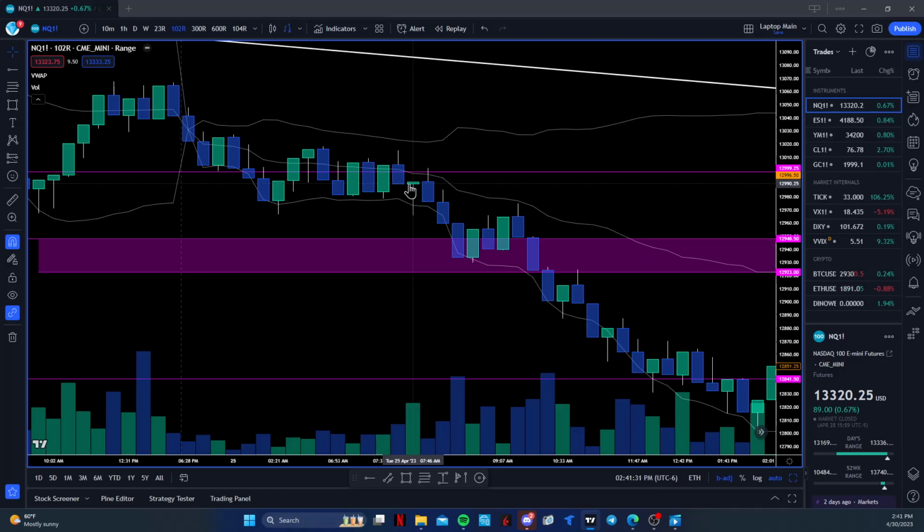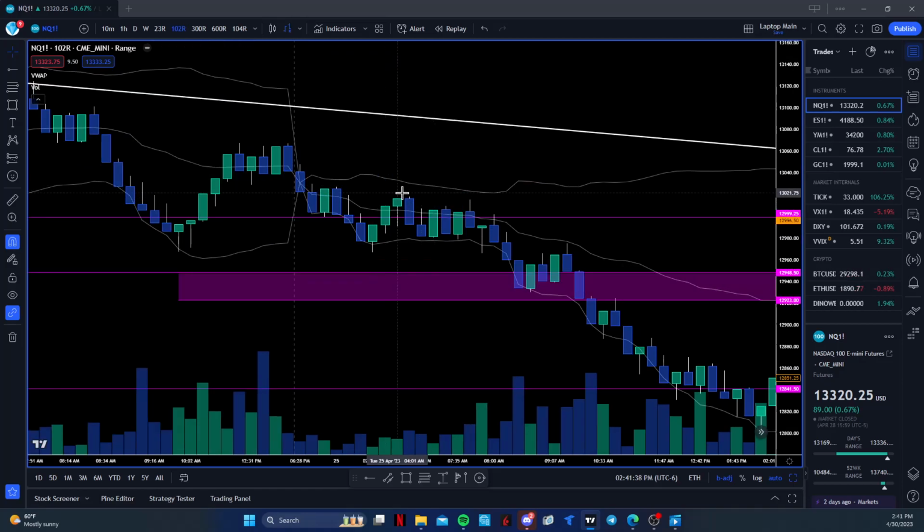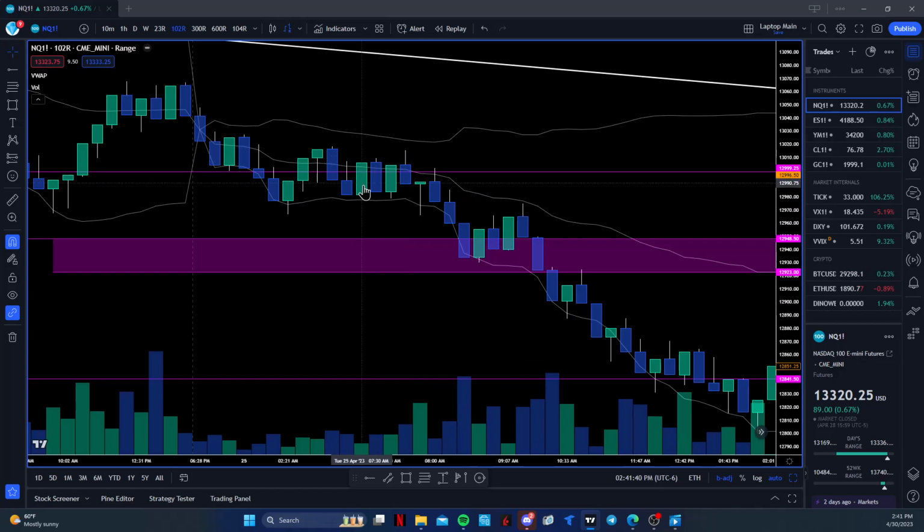Honestly, that's probably not a bad area to short because you did break this range, grab the liquidity, and then came to the downside. But this was just a little too choppy for me to get in. So I actually did not take anything here.